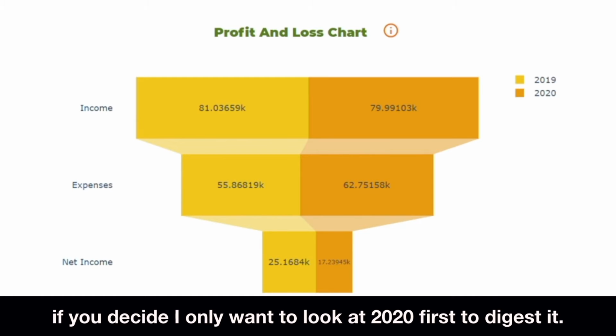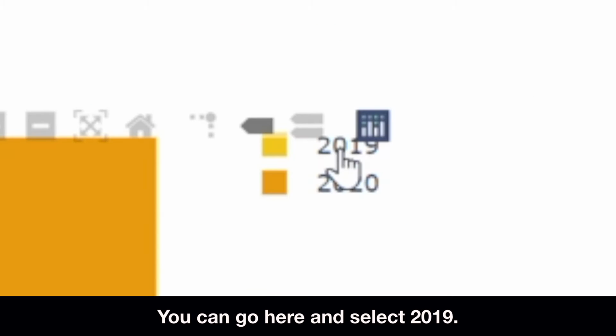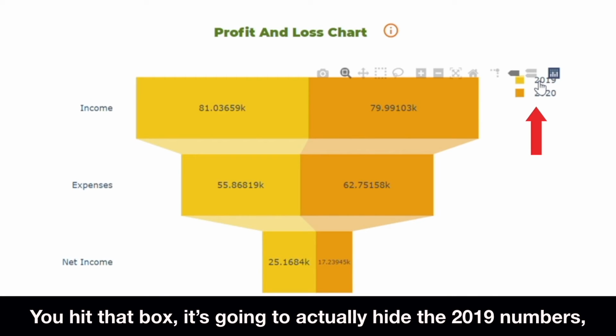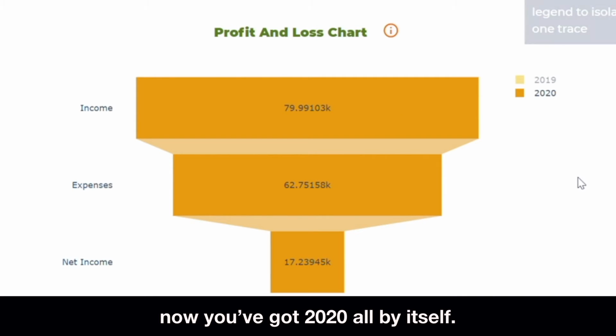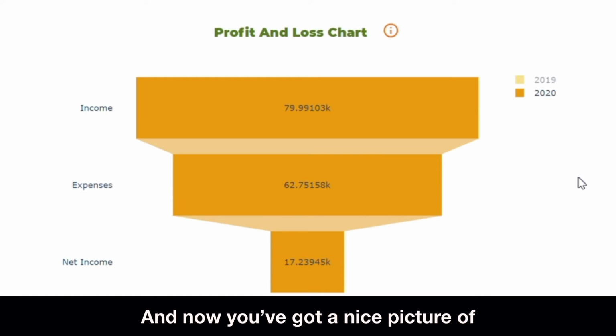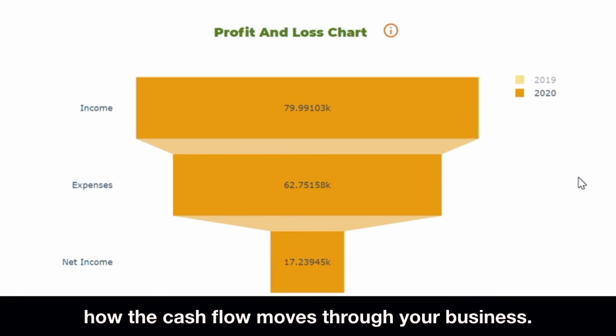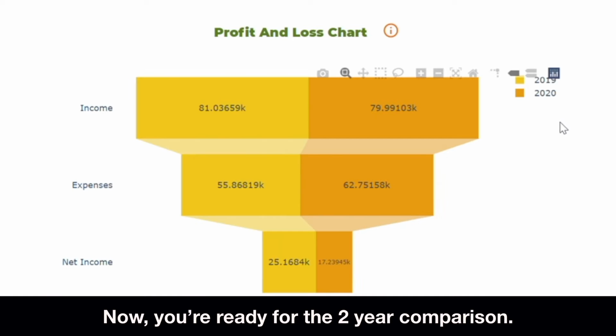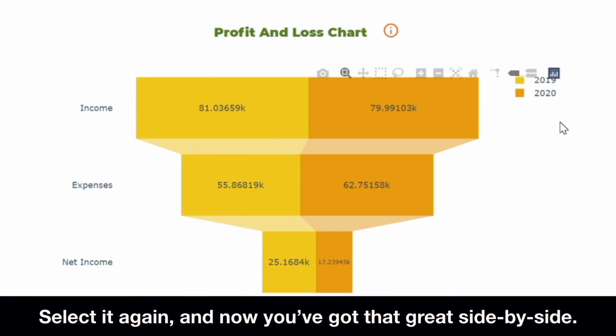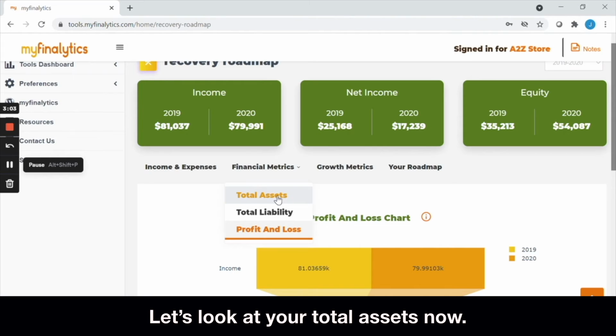If you decide I only want to look at 2020 first to digest it, you can go here and select 2019. When you hit that box, it's going to actually hide the 2019 numbers. So now you've got 2020 all by itself. And now you've got a nice picture of how the cash flow moved through your business. Now you're ready for that 2-year comparison. Select it again, and now you've got that great side by side. Let's look at your total assets now.